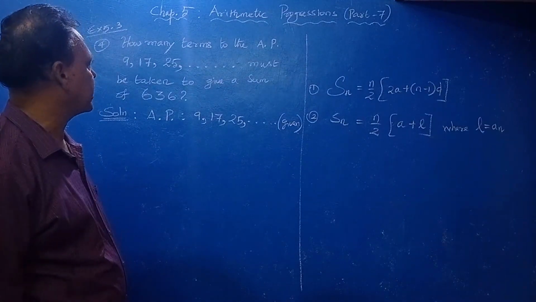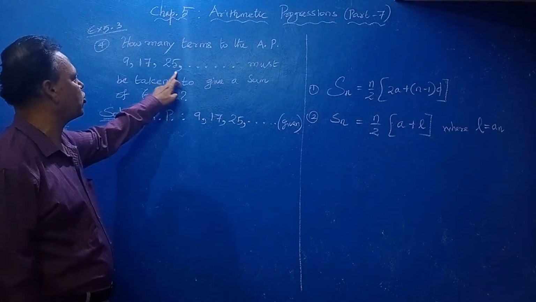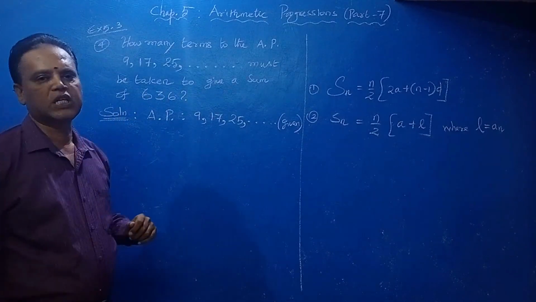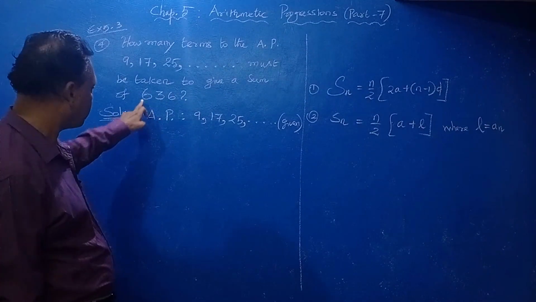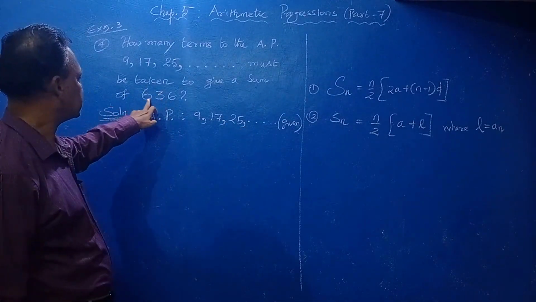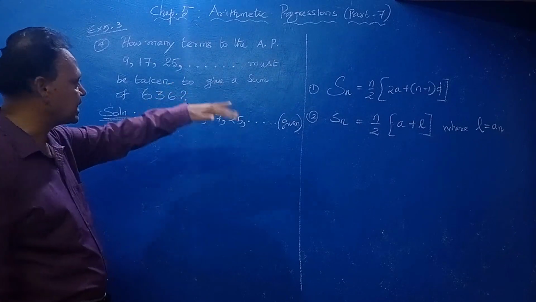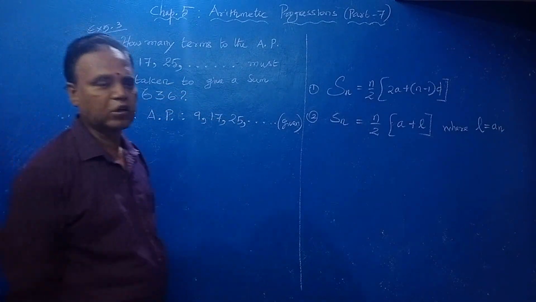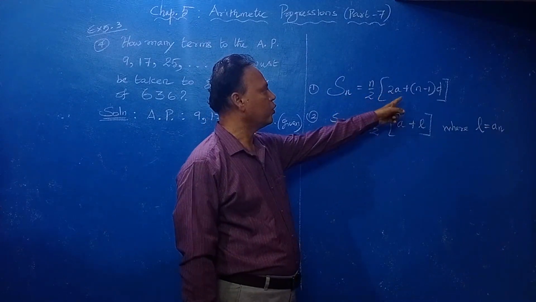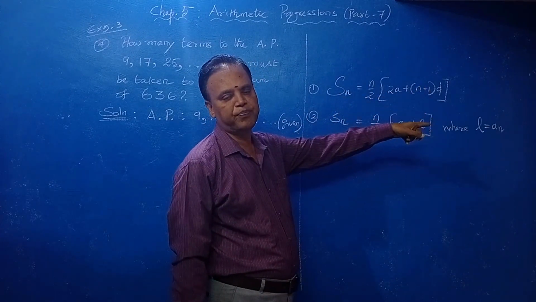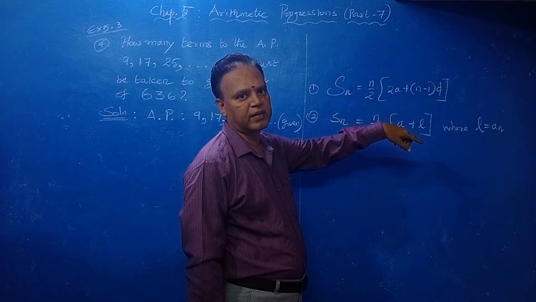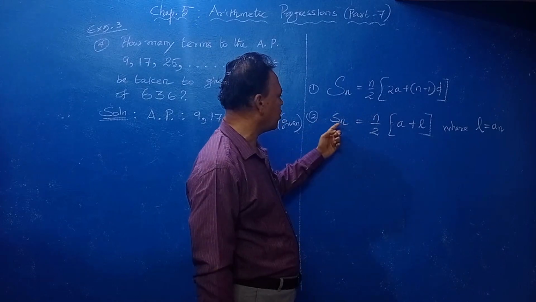How many terms of the AP 9, 17, 25 must be taken to give a sum of 636? That means Sn is given. Just to recall the formula, the first formula is Sn equal to n by 2 into 2a plus n minus 1 into d, used when the last term is not given.